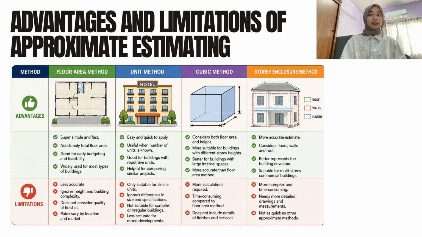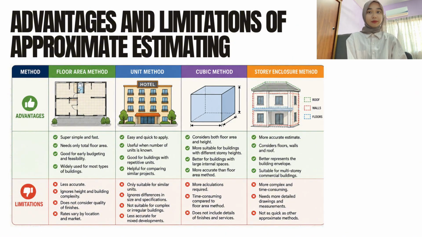For floor area method, the advantages are: super simple and fast, needs only total floor area, good for early budgeting and feasibility, and lastly widely used for most types of buildings. For the limitations: less accurate, ignores high-end building complexity, does not consider quality of the finishes, and lastly rates vary by location and market.